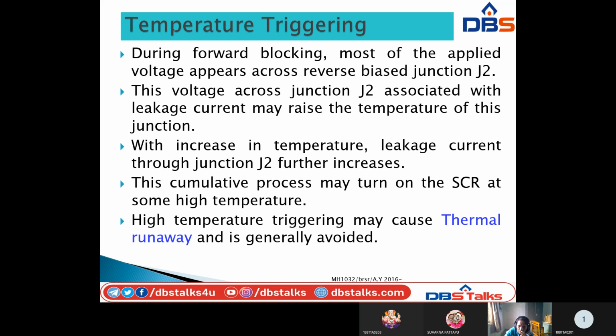This cumulative process may turn on the SCR at some high temperature. High temperature triggering may cause thermal runaway and is generally avoided. At J2, the leakage current may raise the temperature of the junction. In a reverse biased junction, the leakage current may raise the temperature of this junction, and with increasing temperature, the leakage current through junction J2 further increases. This cumulative process may turn on the SCR at some high temperature.